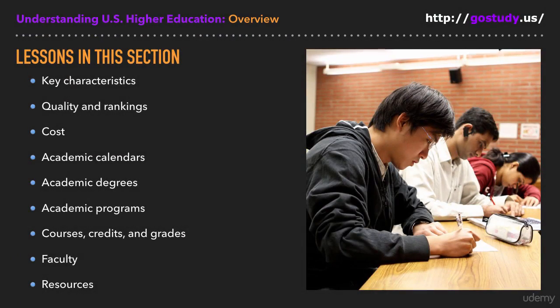Here's a list of the topics included in this section. In the Key Characteristics lesson, I describe some of the key features of the U.S. higher education system, to include its size, diversity, flexibility, and governance structure. In the lesson on quality and rankings, I talk about accreditation, selectivity, and rankings, which are important in helping you understand how institutional quality is established and measured.